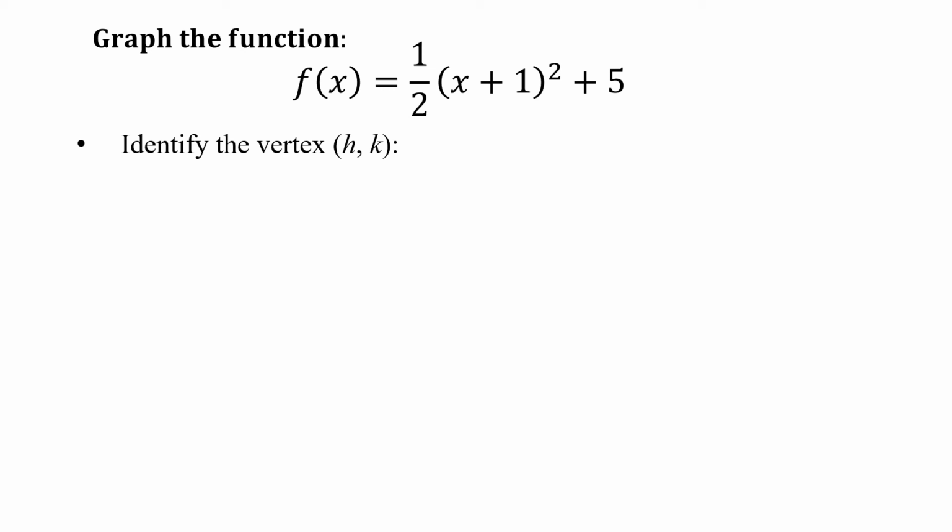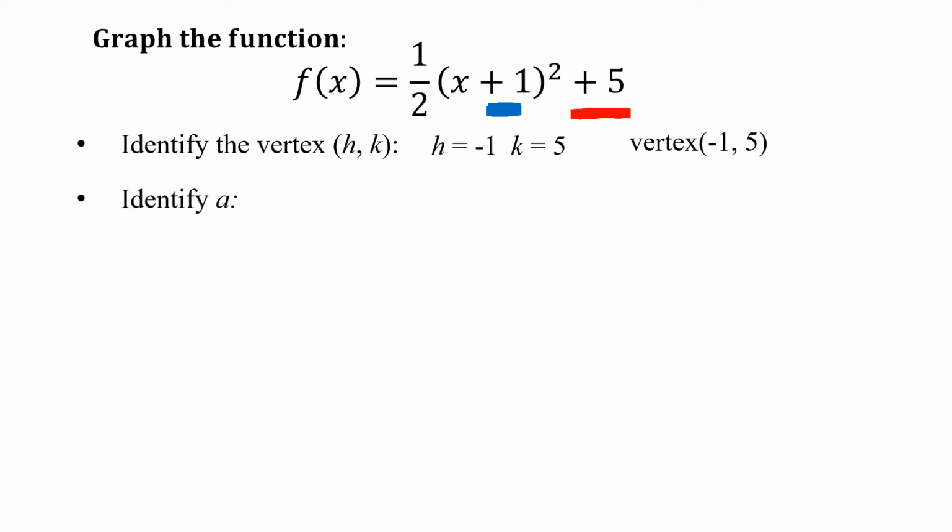Inside the parentheses, notice you'll see a +1. If it's plus, then our h is going to be negative. So h is -1. Outside the parentheses, you'll see +5. Therefore, k is going to be exactly that number, +5. So the vertex is (-1, 5).